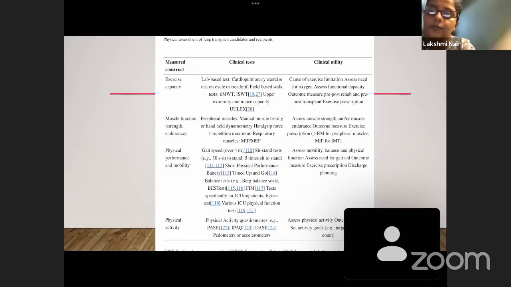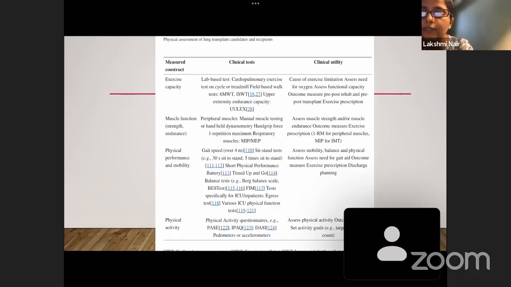Muscle function is the manual muscle testing or dynamometry. Physical performance is the gait speed, the timed up and go, the balance scale. All this gives the physical performance. Physical activity is how active the patient is at home.